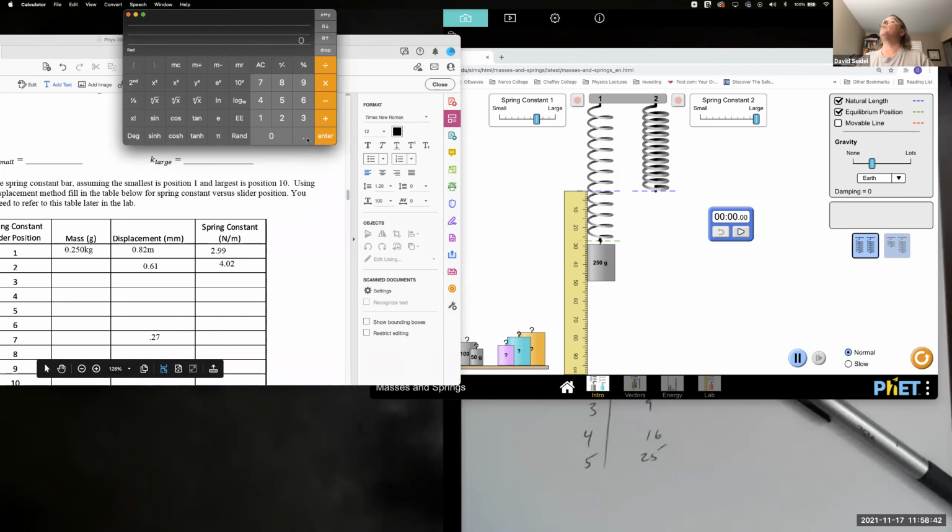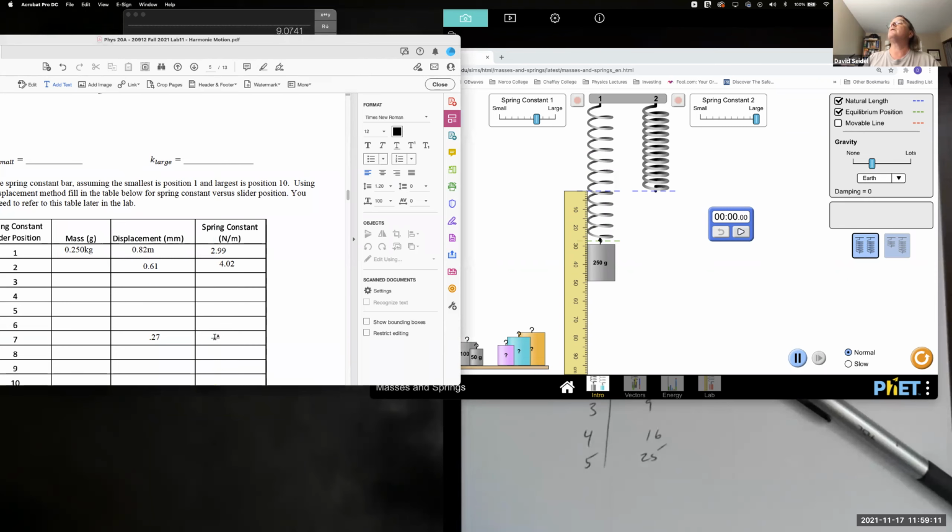Okay, so I do 0.25, yes, times 9.8, and 0.27 divide, because F equals kx, and I get 9.07. Which is what I kind of expect. So this side comes out as 9.07. Oh, 9.07, let's write it here.